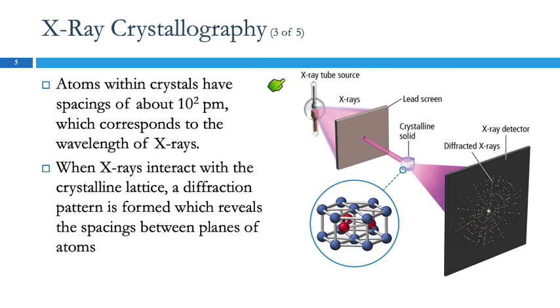So we've got this X-ray source, we've got X-rays coming through, and a screen so that we get just a little beam of them. It hits the crystalline solid and interacts with the particles in there, gets bounced around, and as those beams come back out, they're going to interfere with each other based on how they got deflected. And you get an interference pattern.